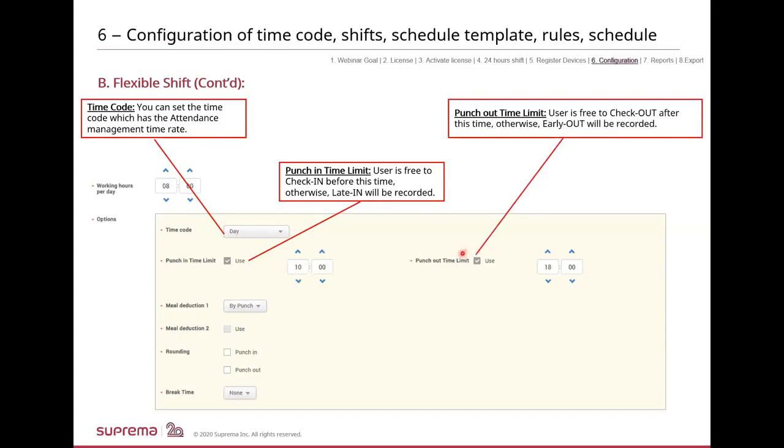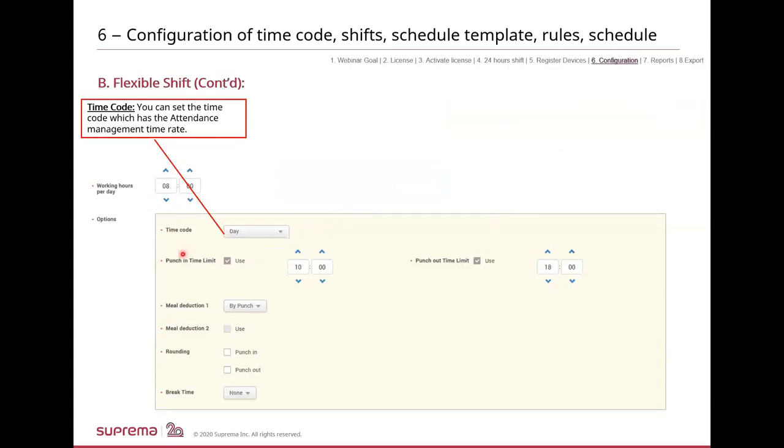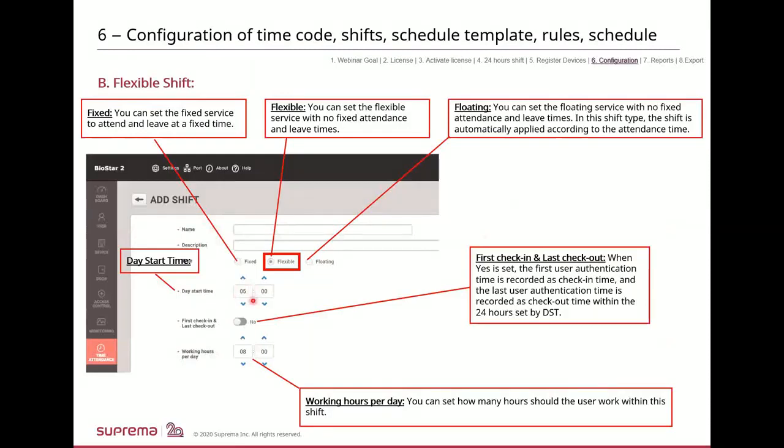The same thing, you can also use or not use bunch out time limit. You can leave anytime from the office, but do not leave after 6 p.m. If you want to use it, use it. If you don't use it, this means he has 8 hours within the 24-hour shift set by the day start time.